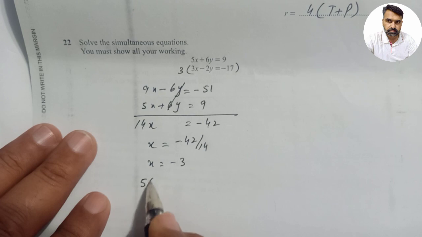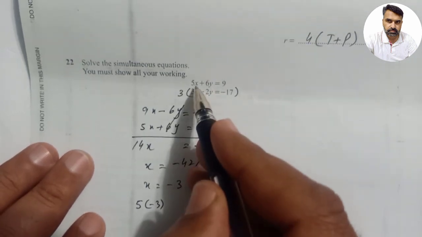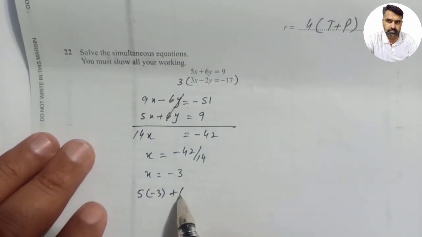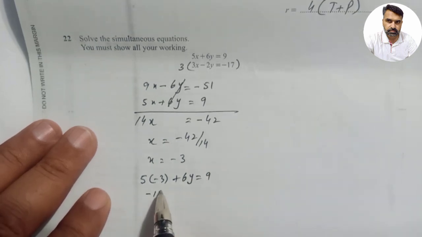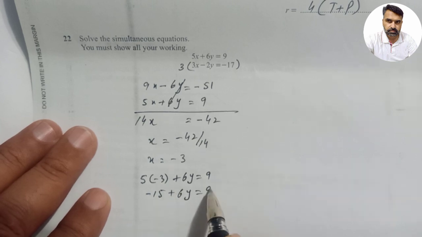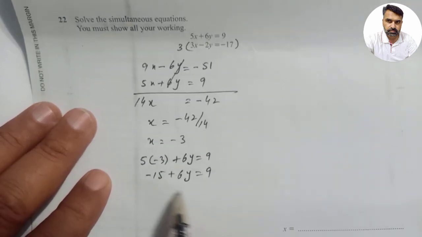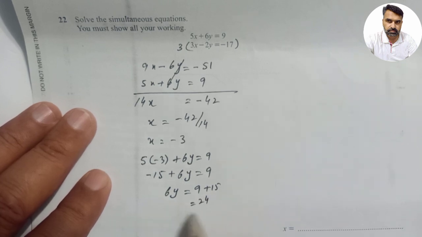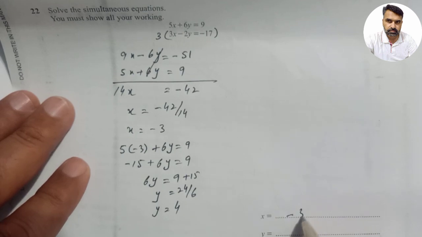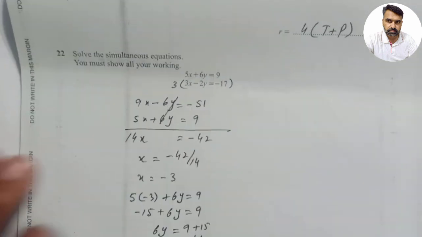So it is written as 5 into minus 3. In place of x, we will write minus 3 plus 6y is equal to 9. 5 3s are 15, so minus 15 plus 6y is equal to 9. 15 is minus. When we transfer it to the other side, it will become plus. So 6y is equal to 9 plus 15, and 9 plus 15 means 24, and 6 is multiplying. When we transfer it to the other side, it will divide. So the value of y is 4. So x is minus 3 and y is 4.